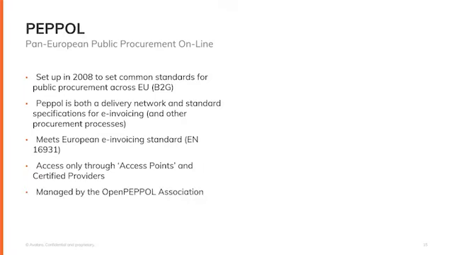Peppol is managed by the Open Peppol Association, and the Peppol standard is acceptable across the EU for public procurement, so the 27 EU member states. But we've also seen Peppol start to expand outside of Europe, across Asia Pacific, and there are now Peppol associations and Peppol networks to share e-invoices, not just for B2G, but also B2B on a voluntary basis at the moment in Australia, New Zealand, Singapore, and shortly Japan.